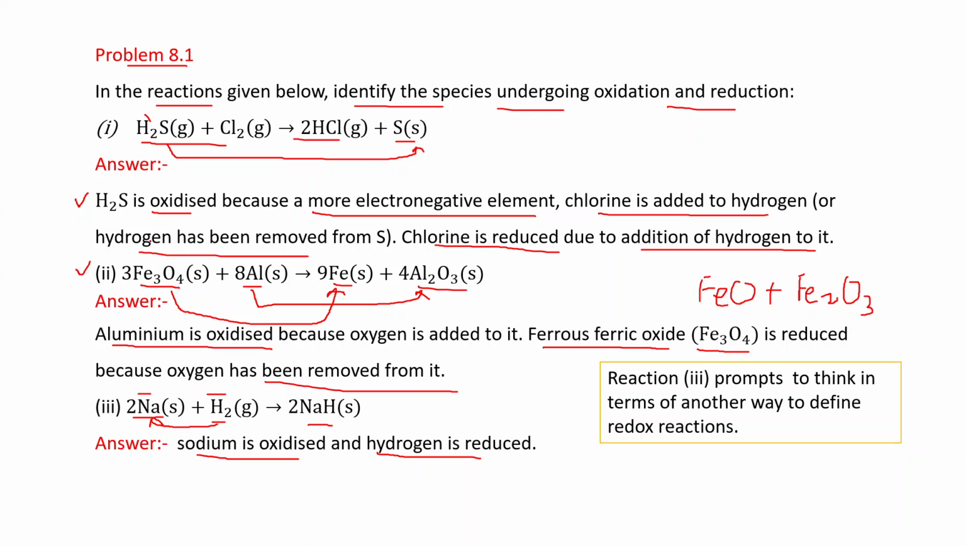Addition of an electropositive element is reduction. So this third reaction prompts us to think of another way to define redox reactions. Because if we consider only addition of hydrogen, oxygen, or an electronegative or electropositive element, it is very difficult to find out which substance is oxidized and reduced. So there is another way, and what is this other way? This we will discuss in the next video.